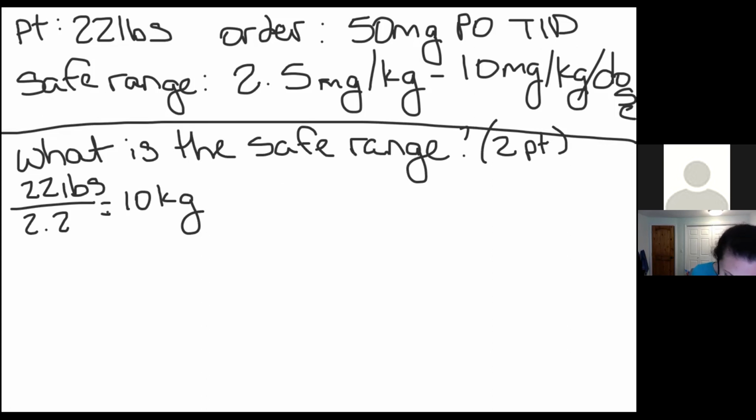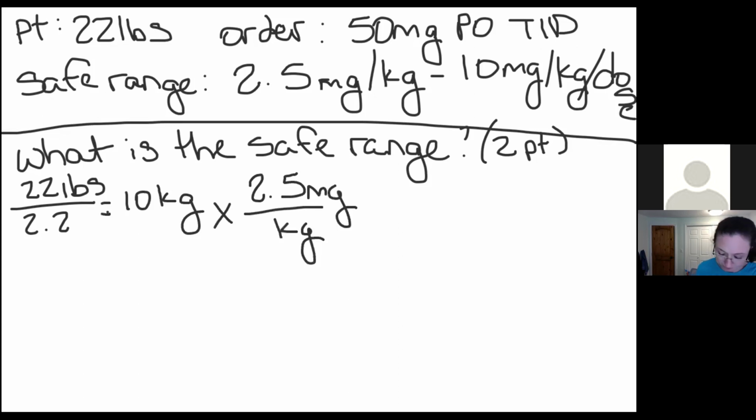So to do that, I'm going to take my patient's weight and I'm going to multiply it by my low end first. So it's 2.5 milligrams per my 1 kilogram. My kilograms cancel and I'm left with 10 times 2.5, which is going to give me 25 milligrams. So that's the answer to the low end of my safe range.